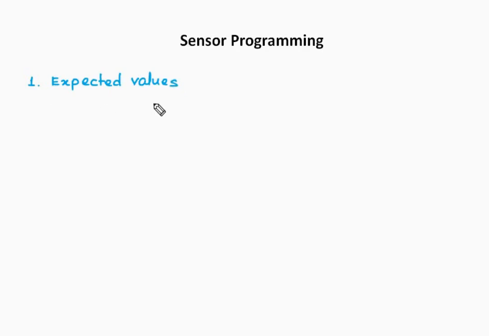So what are the expected values from the sensor? That is what we need to know. And the second thing is, we need to tailor these values based on our environment where we are going to run this project. This action is also known as calibration of the sensor.